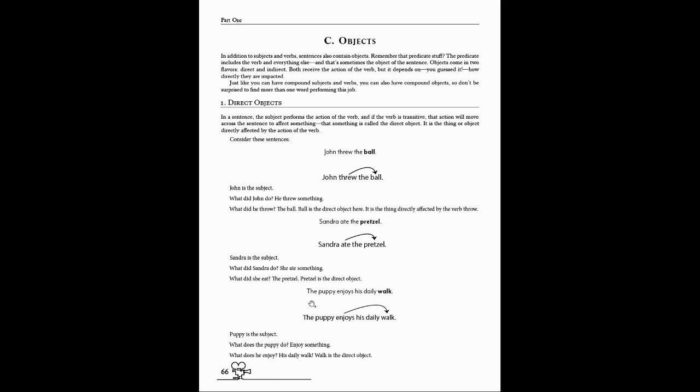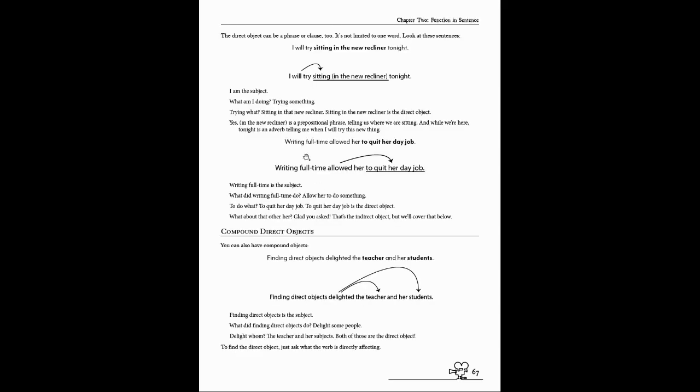The puppy enjoys his daily walk. What's the subject? Puppy. What is he doing? He's enjoying a thing, and what is the thing he enjoys? That walk. Now you do have all these other words in here, right? Like his and daily, but those aren't the direct object. Those are adjectives describing the object. Which object? His, or which walk? His walk. Which other walk? The daily walk, right? So those are some examples of direct objects.